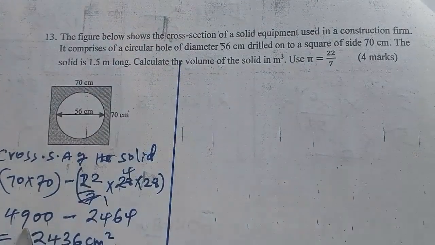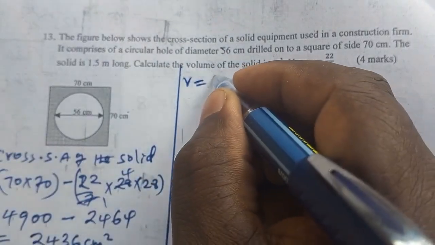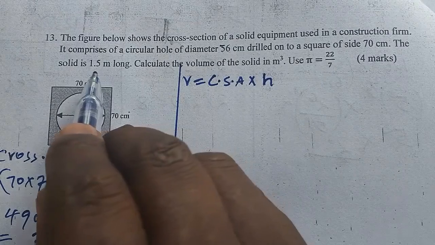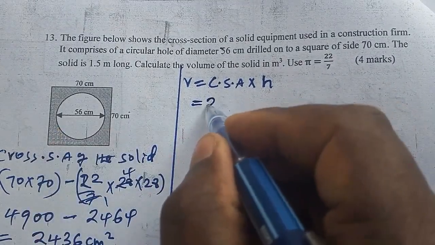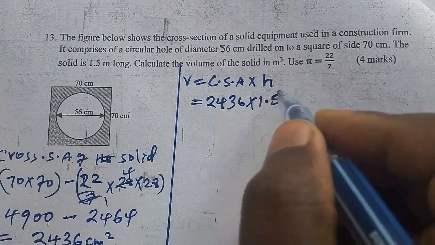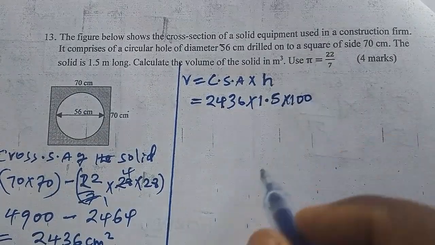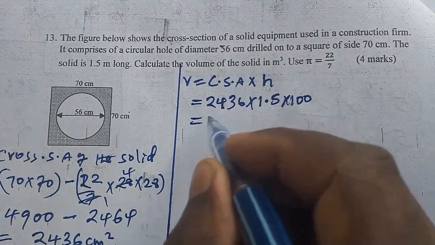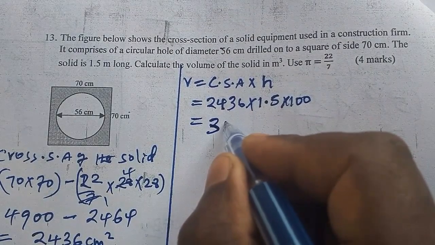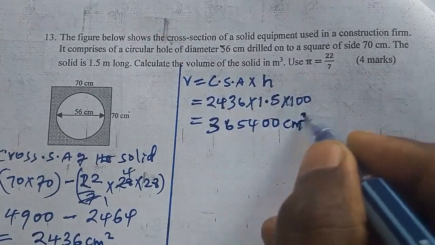Now we know volume is equal to cross-section area times height. For this one, the height is 1.5, so that is 2436 times 1.5. But remember, this is meters, so we will times 100 to change it to centimeters. So this one is the same as 2436 times 150. When you multiply this, it's going to be 365400 centimeters cube.